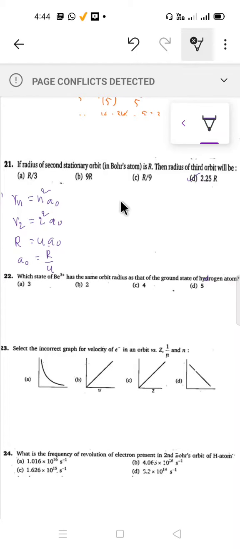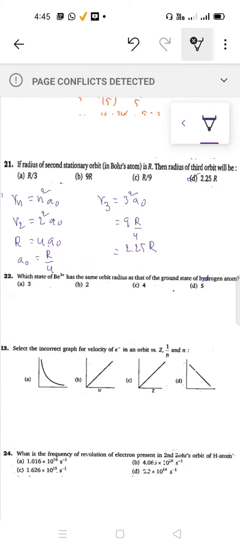Then the radius of the third orbit will be, R3 for the third orbit of the hydrogen atom, 3 square a naught, which goes to 9 a naught. The a naught value is equal to R by 4, so we may call it 9 by 4 into R, which is 2.25 R. So the answer is D, 2.25 capital R.